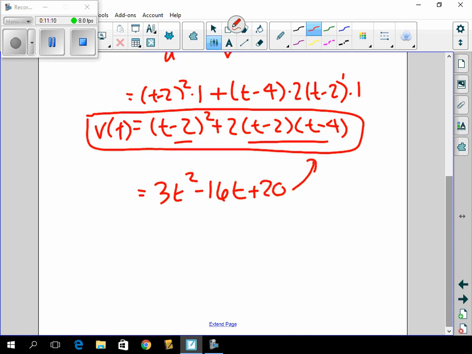So this is just the simplified version, I'll say foiled out. So I just foiled the velocity to get this. Either answer would work though.